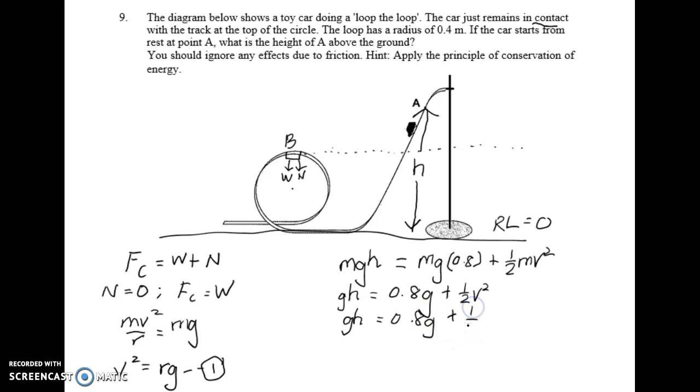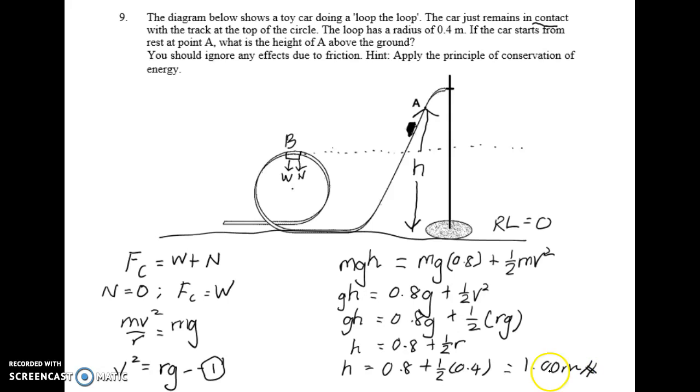So half of what is v squared? V squared is rg. And r is 0.4. So maybe one thing I can do is simplify the g. So h would be 0.8 plus half of r. It will be quite simple. R is 0.4, so half of 0.4 is 0.2, add up 0.8, you get 1.00 meter. So this shall be the answer that we want.